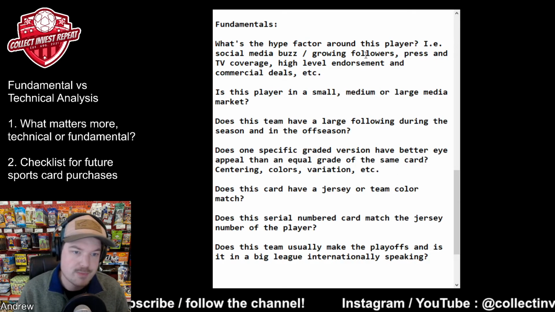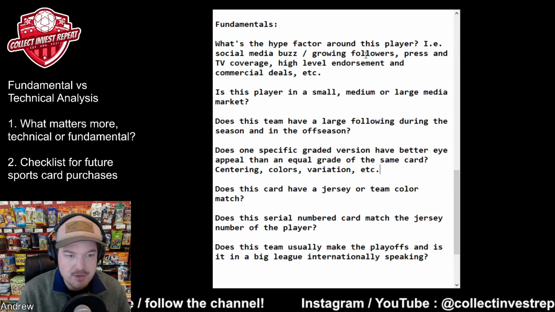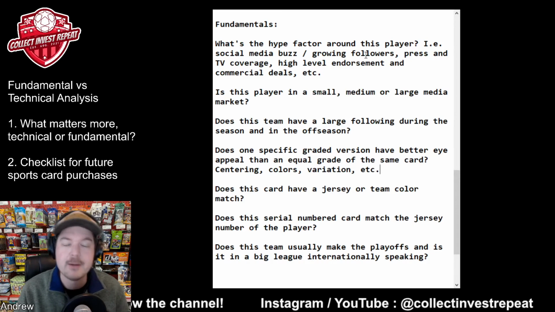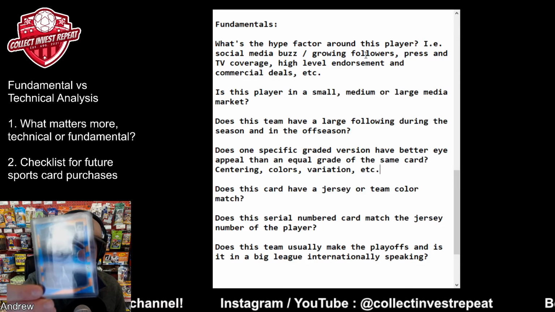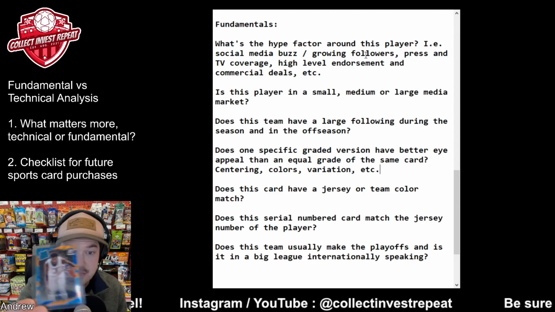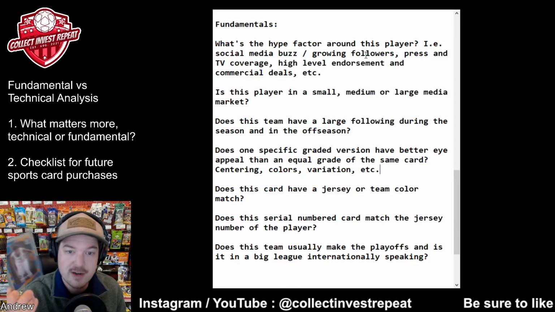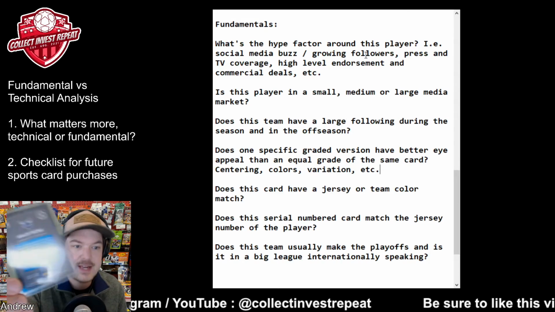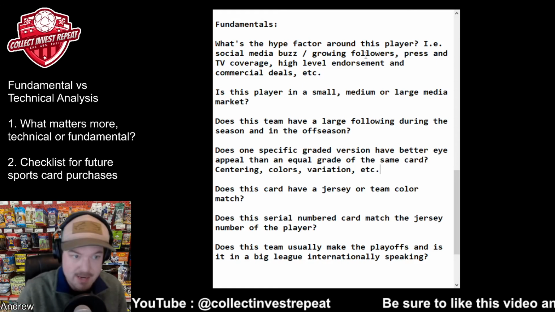Next up, does one specific graded version have better eye appeal than an equal grade of the same card? That could be centering, the variation, the way the holo pattern looks, if it's like Pokemon or Metazoo or something. So for this card, again, for the Disco, I do really like the way this looks. That's also just personal preference, but given that I've been following people posting a lot of card stuff on social media, it does seem that Disco is a variation that people like. And also it is numbered, so the fact that it's serial numbered is technically a little more on the technical side, but you'll see that comes up on our list here in a minute.